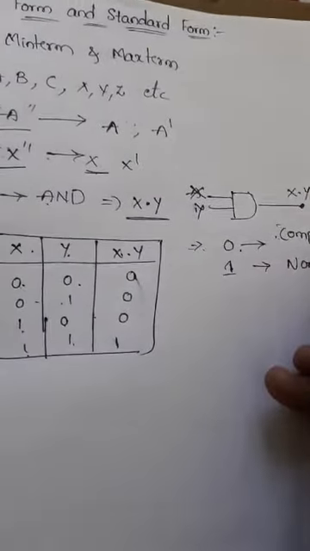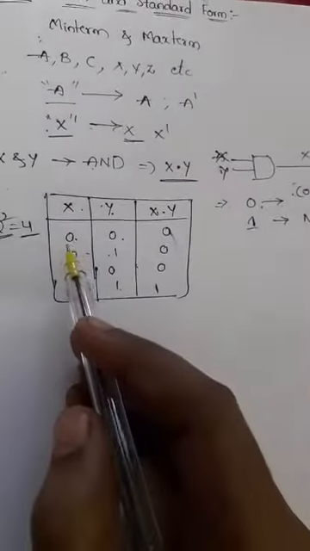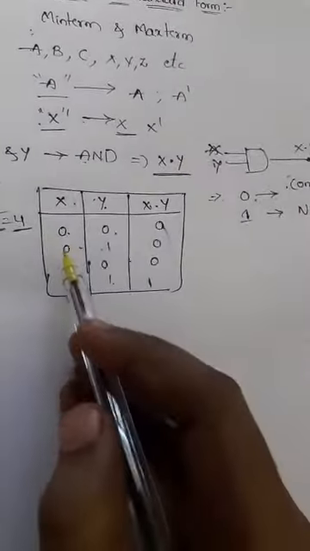So how to represent them? First, we need to consider 0 as complement in the minterm case. Okay, remember this is the minterm case. I can consider 0 as complement and 1 as normal form. So wherever we have a 0, it is represented as complement, and wherever we have a 1, it is represented as normal form. Just observe x and y. For the first case, x is equal to 0 and y is equal to 0, both will be in complement form.